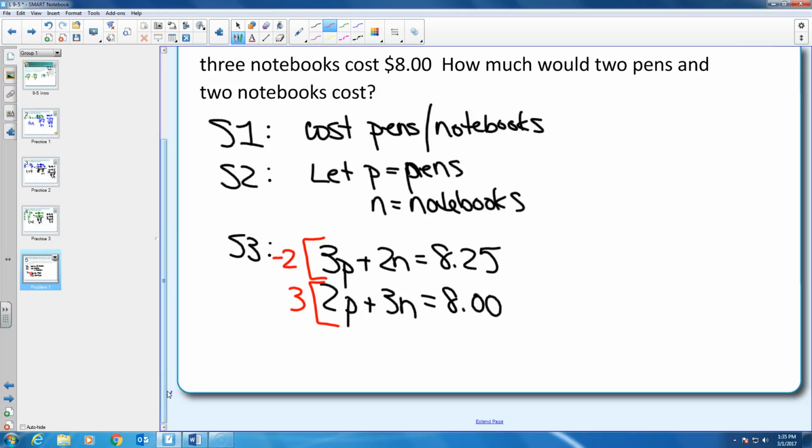So let's do some multiplying and see what happens. So top equation, go ahead. We've got negative 6p minus 4n equals negative 16.50, I think. And then if we multiply the bottom equation, we're going to have what? 6p plus 9n. 8 times 3 is $24. Don't forget to multiply that number on the other side of the equal sign.